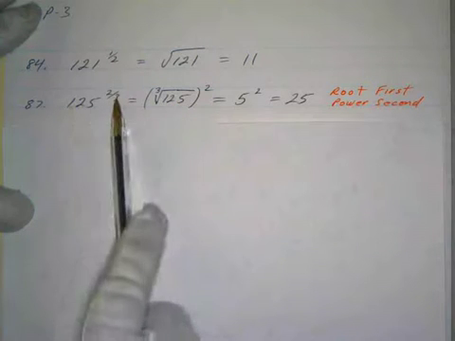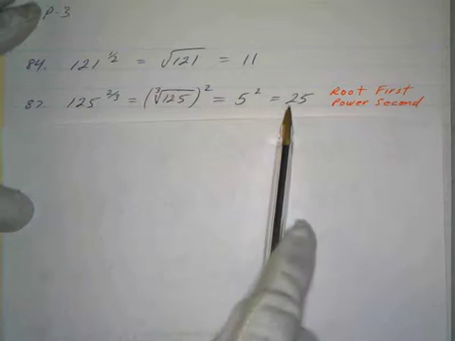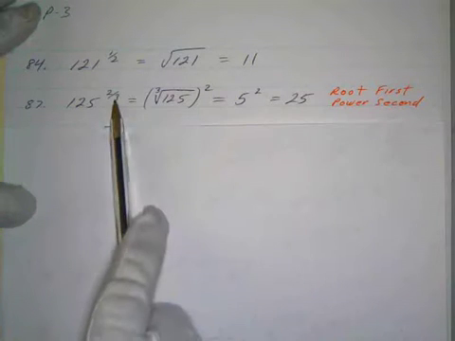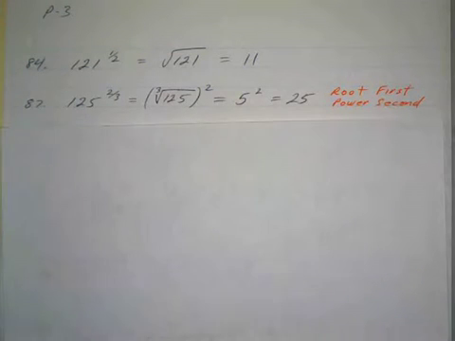But again, you could just root first. You could say the cube root of 125 is 5, and 5 squared is 25. So you just could have gone right into that. Okay?